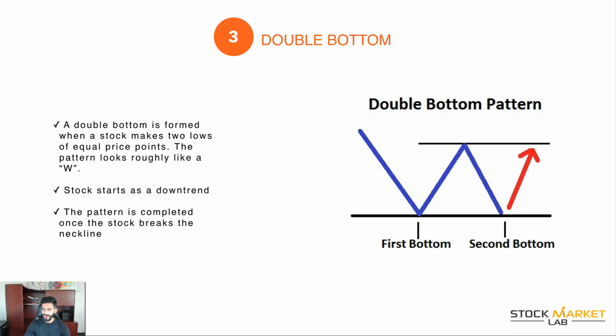Next, let's go over the bottom patterns. First, we have a double bottom. A double bottom is formed when the stock makes two lows. First low, second low. The pattern looks roughly like a W. You can see, it looks kind of like a W, right? Stock starts as a downtrend. The pattern is completed once the stock breaks the neckline. This pattern also has a neckline, very important. Neckline is a very important component. The pattern is not completed until the neckline gets broken. Once the neckline gets broken, that's where your buying opportunity kicks in.